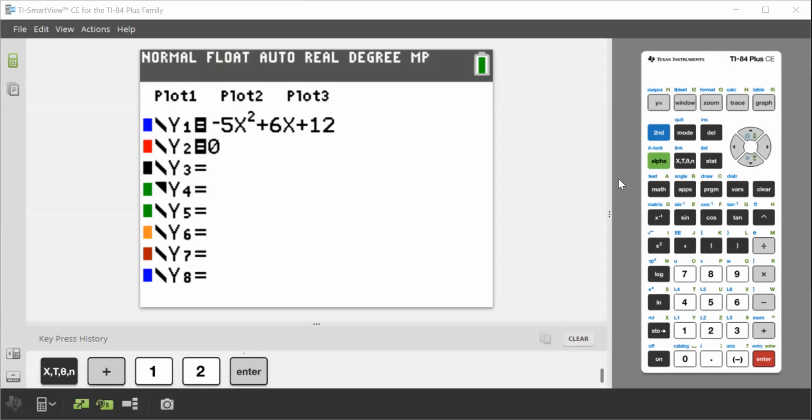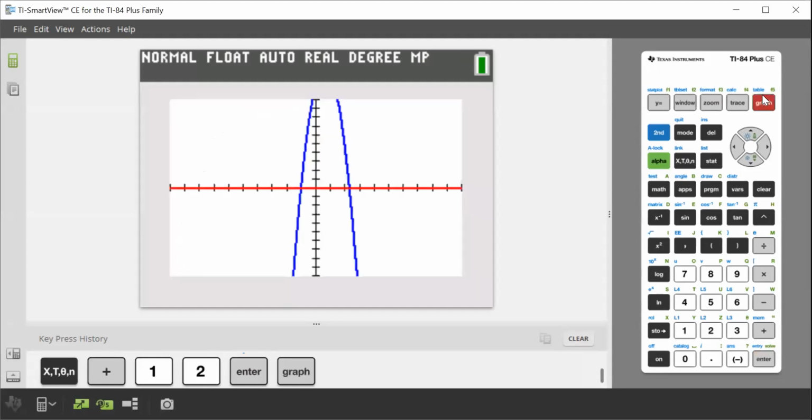So you should have put this thing into your graphing calculator. And we go ahead and we hit graph. And there's what I see. And I've got y2 is equal to 0 there. You can see that. Okay, but I'm not really happy with the graph that I've got for a couple of reasons. I can't see the maximum.